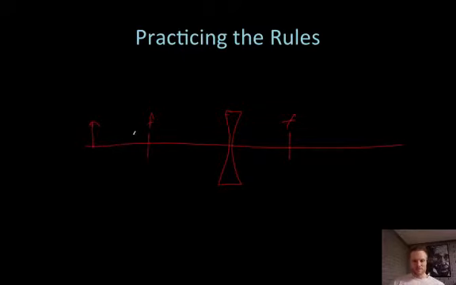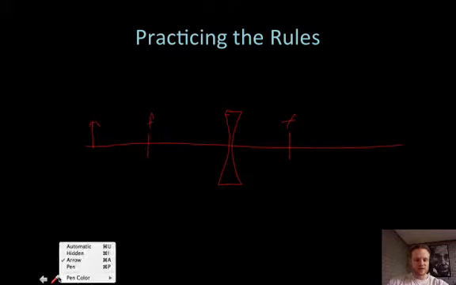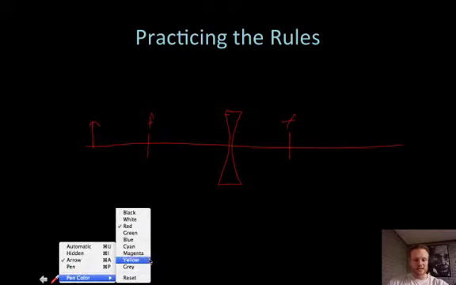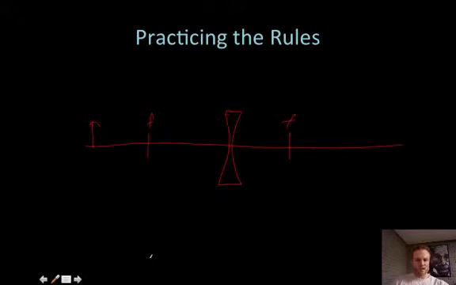So the first rule says that this incident ray is going to travel parallel to the principal axis. And before I start doing that, I will change my pen colors just to keep things organized. Okay, so this first incident ray is going to travel parallel to the principal axis, and once it hits this lens, it's going to diverge in some direction upwards.